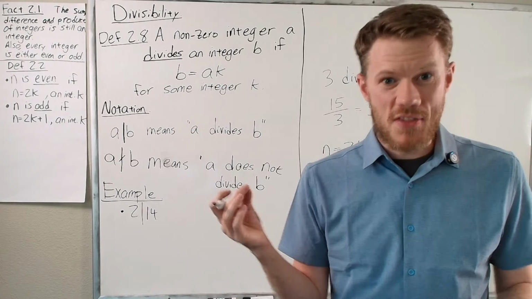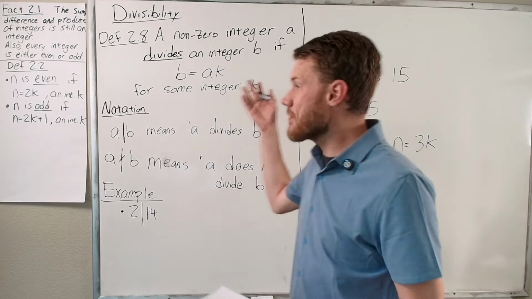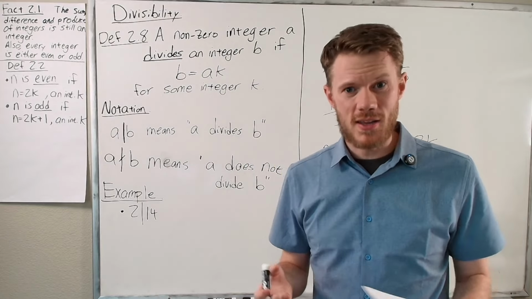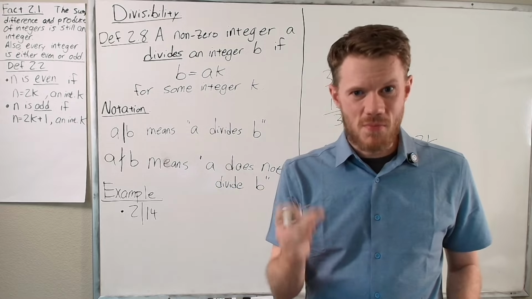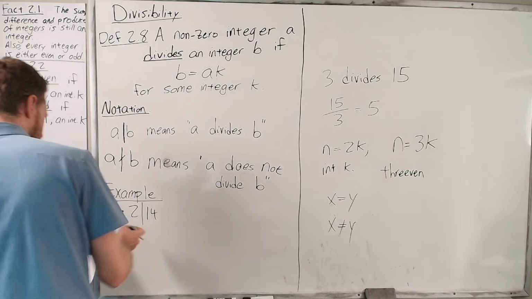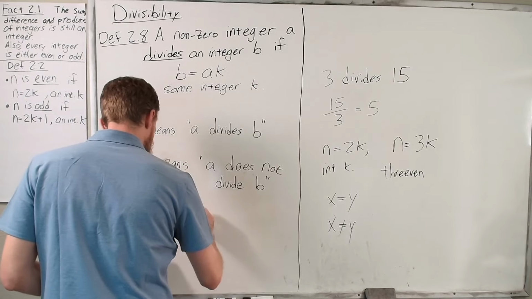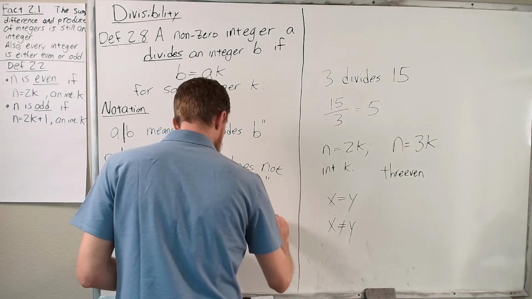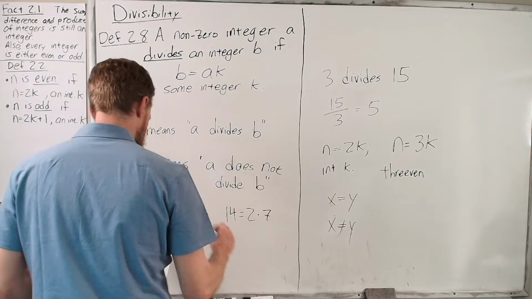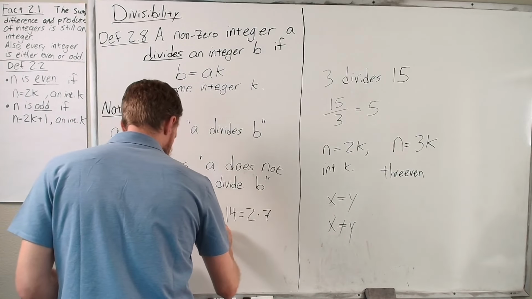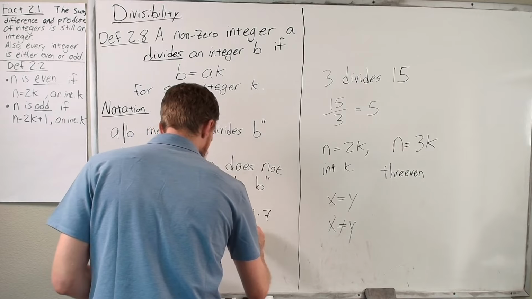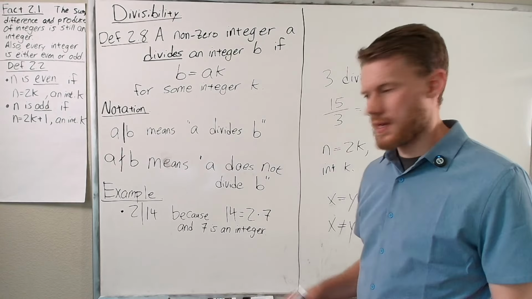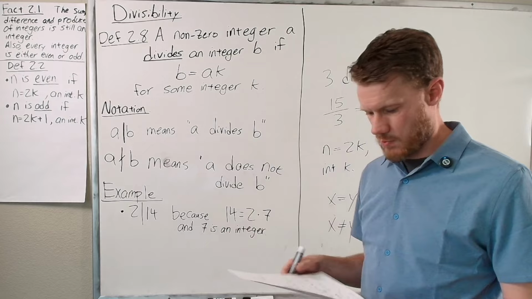But that's not the actual reason why 2 divides 14, because now we have a definition. So the reason 2 divides 14 is because it satisfies the definition. From this point on, if you have a definition, that is what is used to determine whether something does happen or does not happen. So 2 divides 14 because 14 equals 2 times 7, and 7 is an integer. That's why, because you can write it as 2 times an integer. 14 can be written that way.